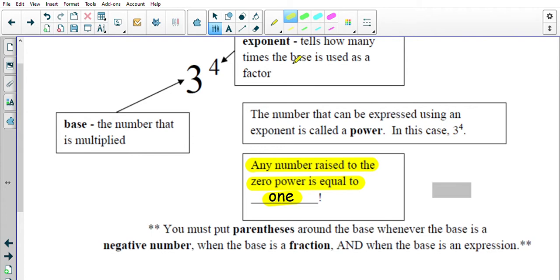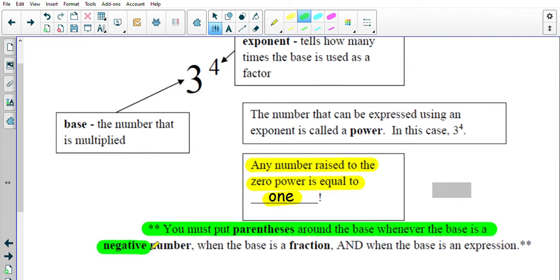Now also down here, I'm going to highlight this in green. You must put parentheses around the base whenever the base is a negative number. That's going to be really important for us. Anytime you see things bolded or double stars or double snowflakes next to them, know that that's something that's really important. So if your base is a negative number, put it in parentheses. If your base is a fraction, you also need to put it in parentheses.